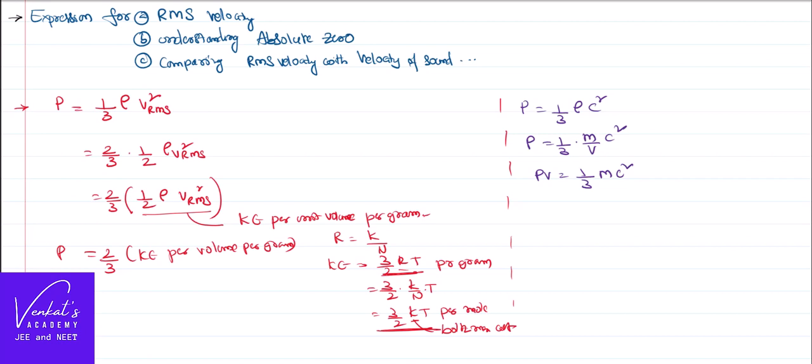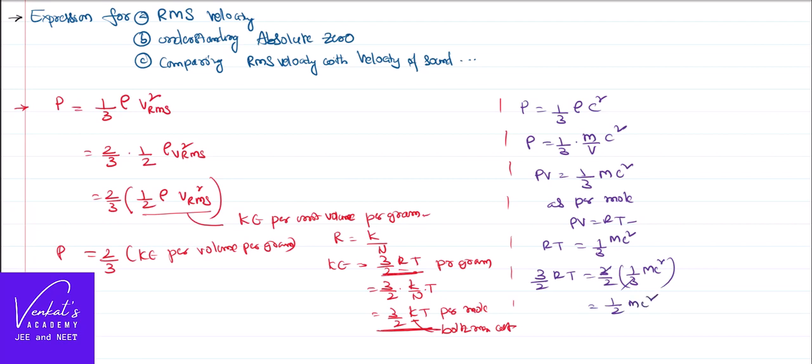But we know PV is also equal to, as per the ideal gas equation, for 1 mole, PV is equal to RT. So I can write this equation as RT is equal to 1 by 3 mc square. If I multiply this with 3 by 2 on both sides, 3 by 2 RT equals 3 by 2 of 1 by 3 mc square. This 3 and this 3 can be cancelled. That is half mc square. So what we can say here is 3 by 2 RT is equal to half of mc square.